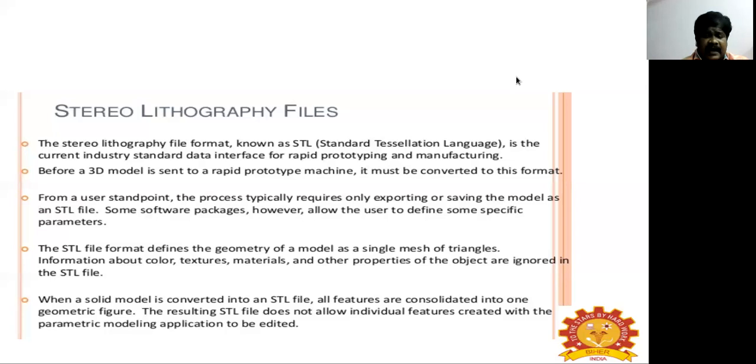Here our CAD is associated with interactive computer graphics. The CAD system is a powerful tool used in mechanical design as well as geometric modeling of our products and components. When the solid model is converted into the STL file, the features will be consolidated into one geometric figure. So the resulting STL file will not allow individual features, which are created with parametric modeling and applications that need to be edited.